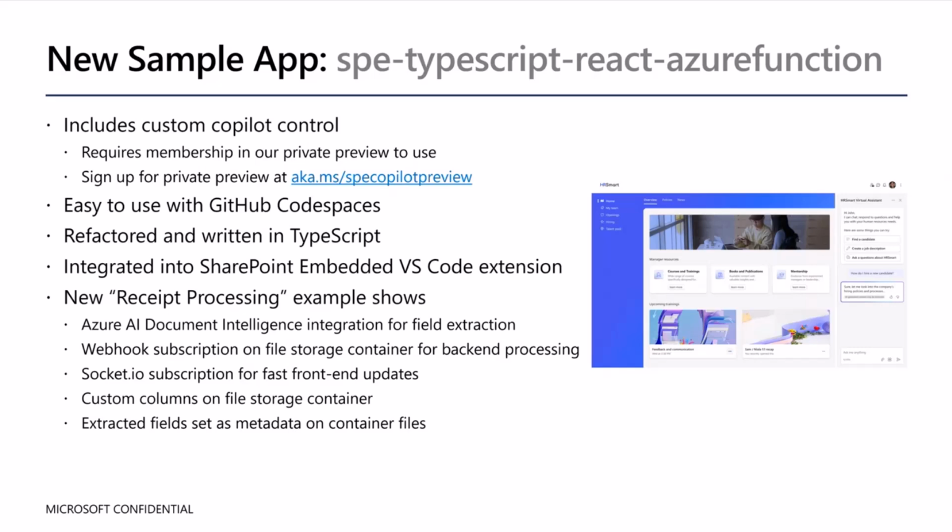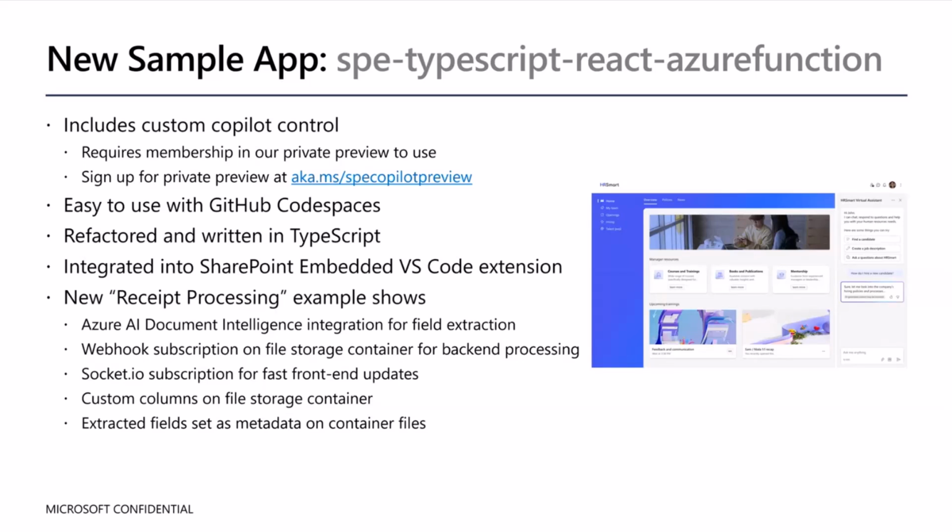It's easy to use with GitHub Codespaces. That's what I'm going to show today. If you haven't used it before, don't worry. It makes it really easy to get started with our samples. It's refactored and written in TypeScript, so it just makes it simpler to understand how things work. Ultimately, it's a sample, and we want to teach you how to use different aspects of the SharePoint Embedded product and platform. And so it's structured and a little bit cleaner, so you can see how that exactly works.